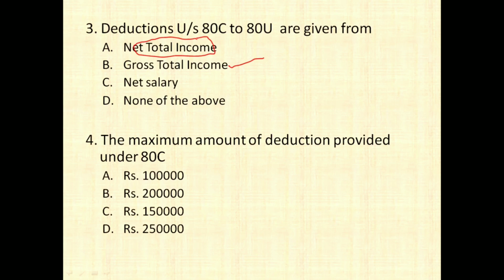The next question is again a very simple question. What is the maximum amount of deductions provided under section 80C? So under section 80C, how much we get presently? We get presently 1,50,000 rupees. Earlier it was 1 lakh rupees, now it is 1,50,000 rupees under section 80C. So what all are included in section 80C? In 80C mainly we have the deductions in respect of certain payments and certain savings which we do for our investment purpose.